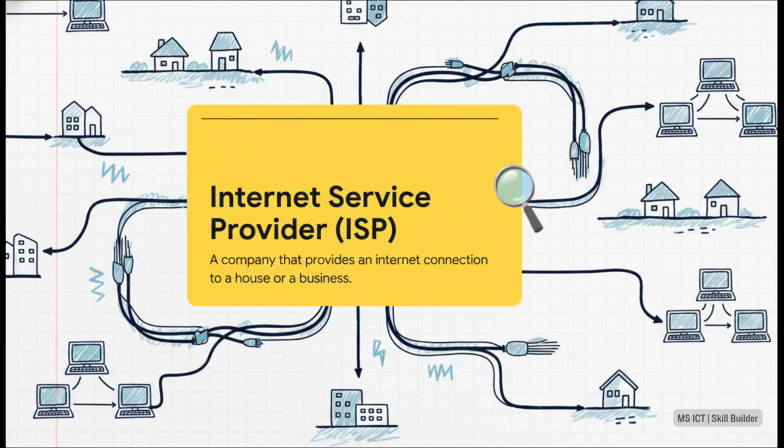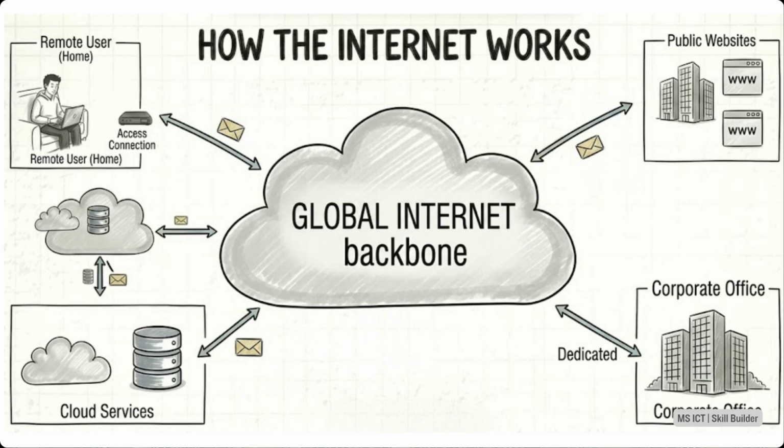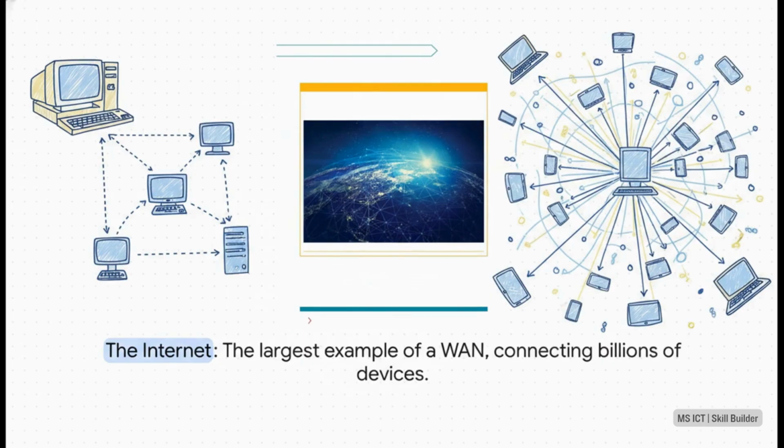This all leads to a pretty obvious question, right? If a WAN connects cities and countries, what is the largest, most famous example of a wide area network in the whole world? You guessed it. Of course, it's the Internet. The Internet is the ultimate WAN. It's kind of wild to think that what started back in the 1970s as ARPANET, which was this tiny network connecting just a few computers in the US, has grown into a global system connecting billions of devices all across the planet.